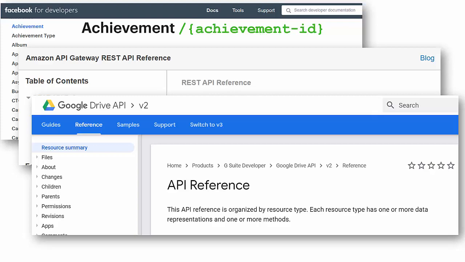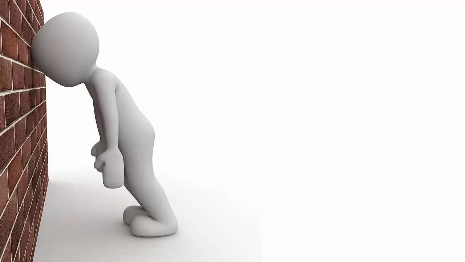But here is the problem. There are a lot of bad APIs out there. APIs that are difficult to use, confuse developers, and worst of all, drive out potential clients.